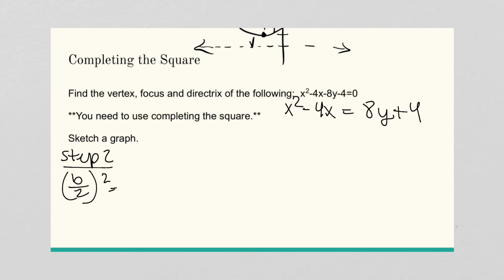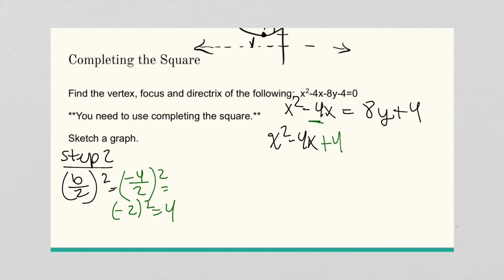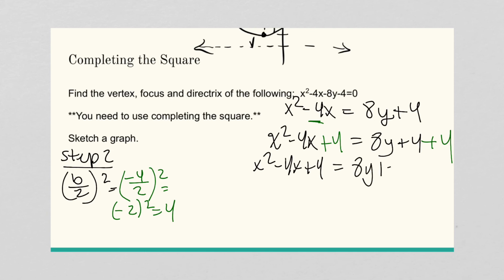Now I need to complete the square. Well, what is the b value? That's the one that's right over here. So I'm going to do -4 in half squared. That's -2 squared, which is 4. Okay, so I'm going to have it as x squared minus 4x plus 4 to equal 8y plus 4. And then remember, you have to balance the equation, so I have to add the 4 again. So what do I have on the left? x squared minus 4x plus 4. On the right, I have 8y plus 8.